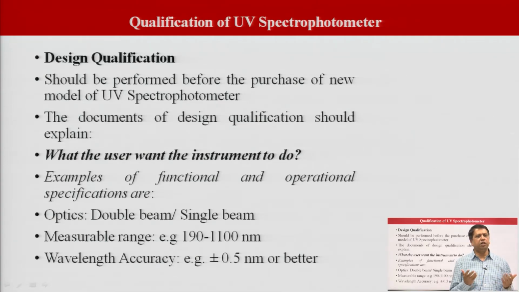But what is the measurable range for my analyte? Suppose I am the owner of a pharmaceutical company, or I am doing an analysis of any drug, and what is the measurable range for my drug? That is the first objective that should be taken into consideration before procurement of any UV visible spectrophotometer. Then another thing, what should be the wavelength accuracy?